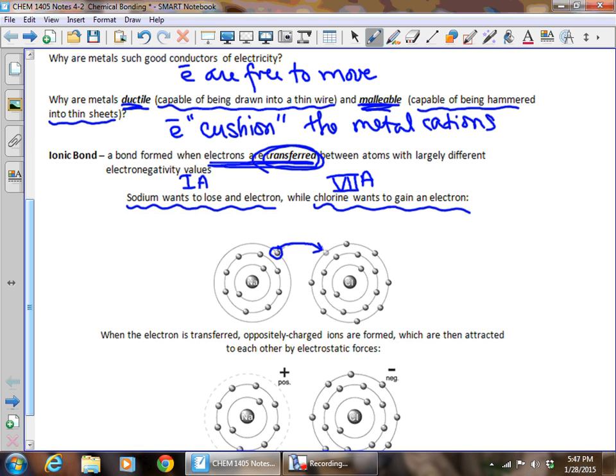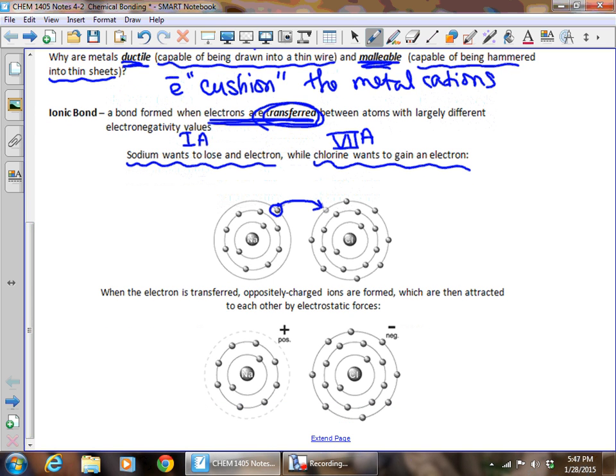And so what we end up with then is a situation where sodium has lost an electron, so it's now positively charged. Chlorine has gained an electron, so now it's negatively charged. If they were close enough to transfer electrons in the first place, then now those opposite charges are definitely going to attract. And that's when we form that ionic bond.